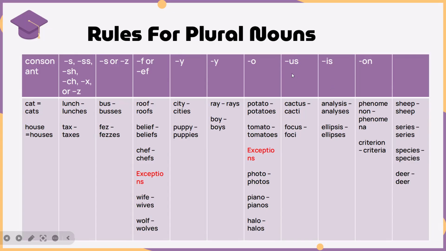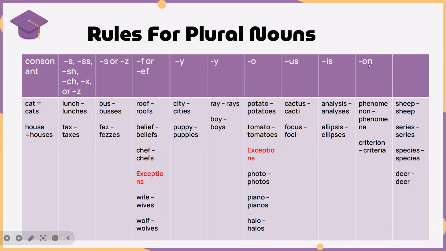For the nouns ending in US, for example, cactus, in the plural form, it becomes cacti. Focus becomes foci. For the words ending in IS, for example, analysis, when we write it in the plural form, we have to change the I to E. So the pronunciation is the same, but when we write it, we have to change the I to E, and this becomes analyses. Ellipsis is ellipses.